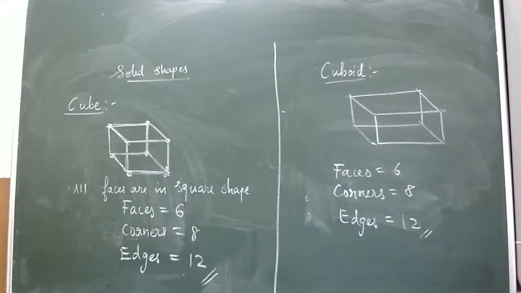So after this cube and cuboid, what is your next shape? Cylinder. So can you give some examples for cylinder from your day-to-day life? Gas cylinder. Any other example? Pipe. Pipe, very good. A pipe is in the shape of a cylinder.